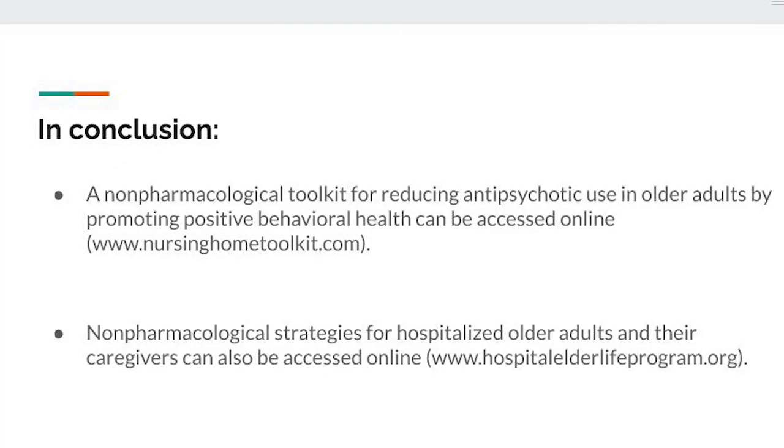So I want to leave you with some tools. There's a website called nursingHomeToolkit.com, and this is a toolkit for reducing antipsychotic use in older adults. And they do it by promoting positive behavioral health. This can be accessed online. There's also another website called hospitaleldlifeprogram.org, and this is non-pharmacological strategies for hospitalized older adults and their caregivers. And this can also be accessed online.